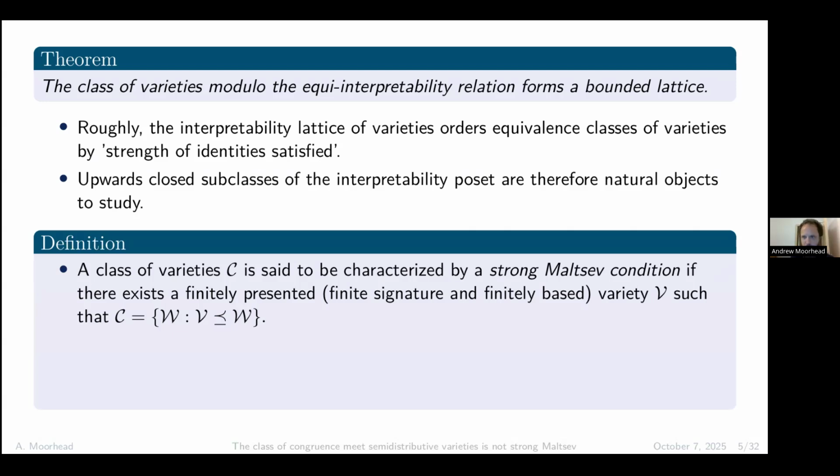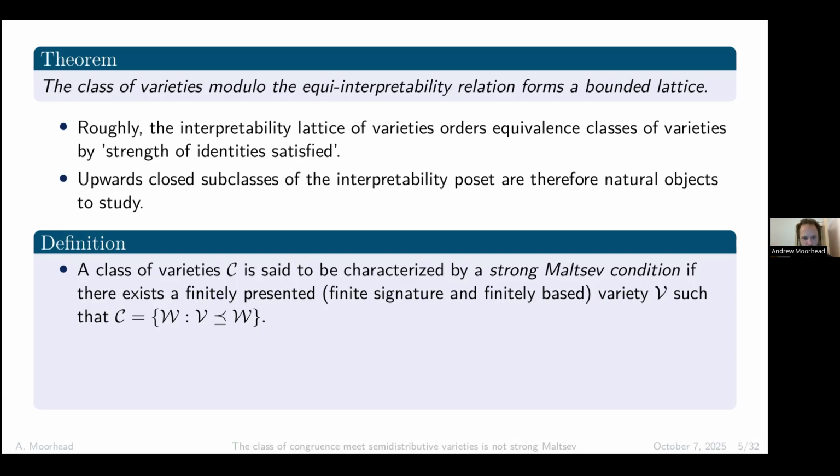There's two particular types of upward closed classes that have been very important in universal algebra. The first one has come to be called a strong Maltsev condition. A class of varieties is characterized by a strong Maltsev condition if there exists a finitely presented variety. What this means is that it has a finite signature and it's axiomatized by finitely many identities. And we just look at all of the varieties in the interpretability lattice above it.